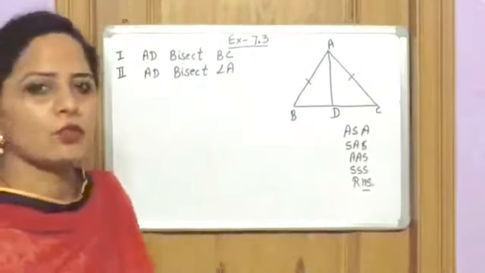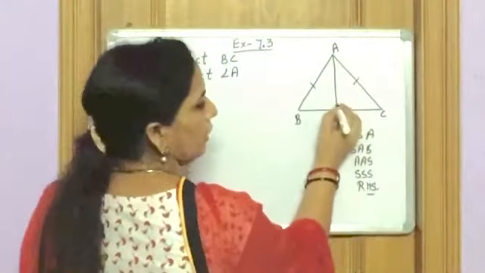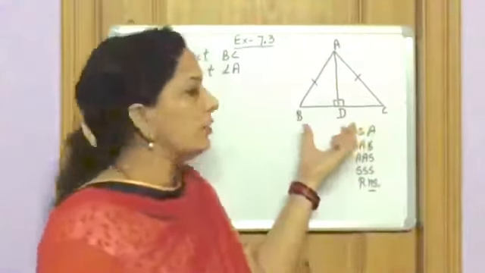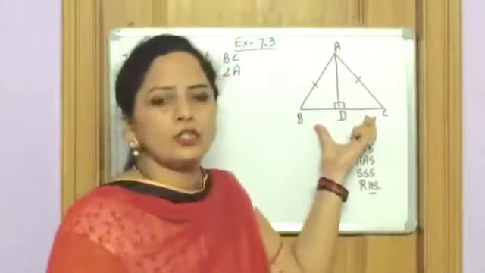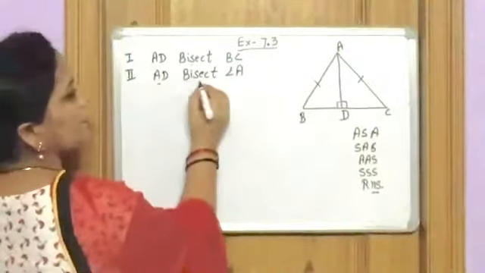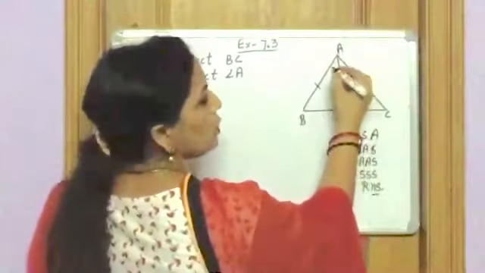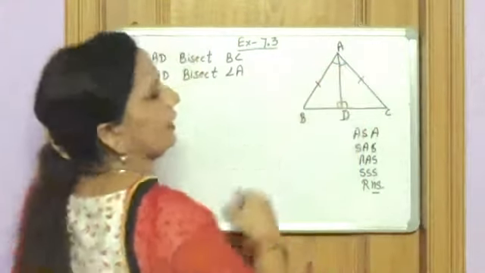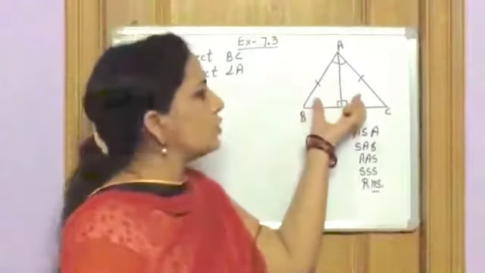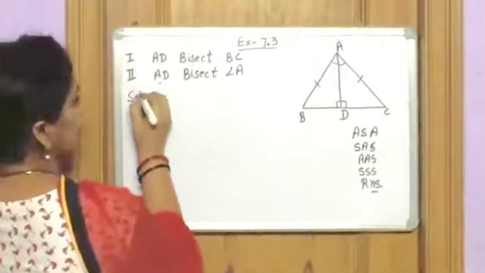That means we have to show that this AD, which is perpendicular on BC, bisects BC, means it divides the line segment BC into two equal parts. And the next one is AD bisects angle A. That means this line AD also bisects this angle A. So for this purpose we will show that these two triangles are congruent. So let's start our solution.